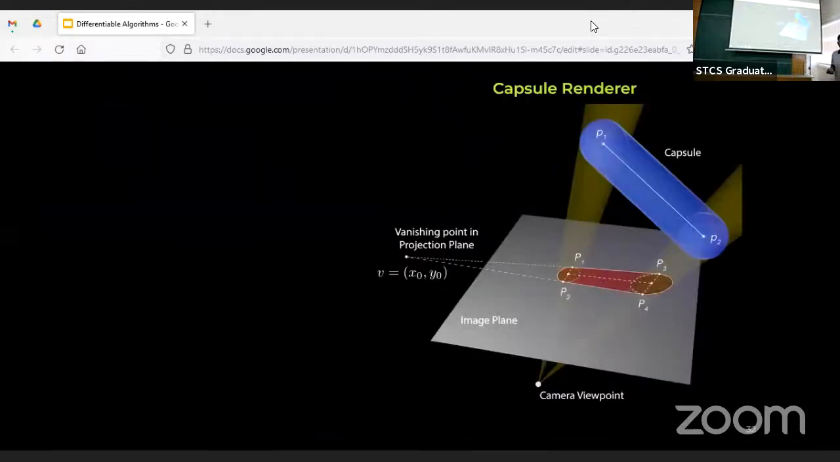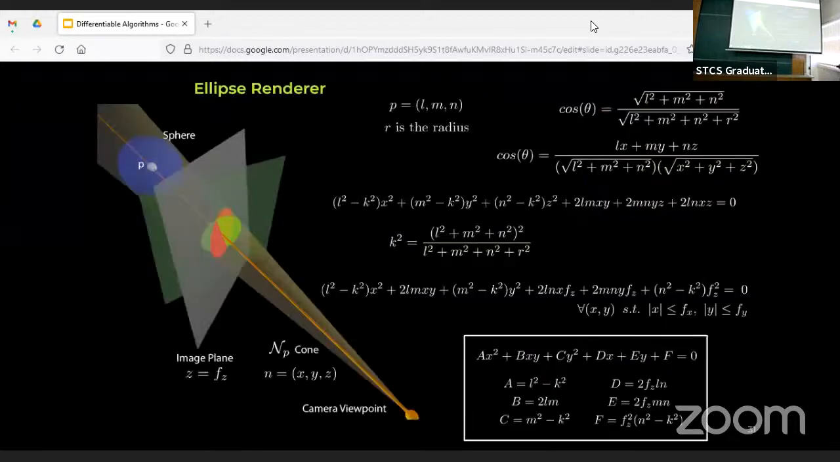Hello, hi. Sorry, just a quick question. So in the ellipse renderer, what is the ellipse? I just completely understood.